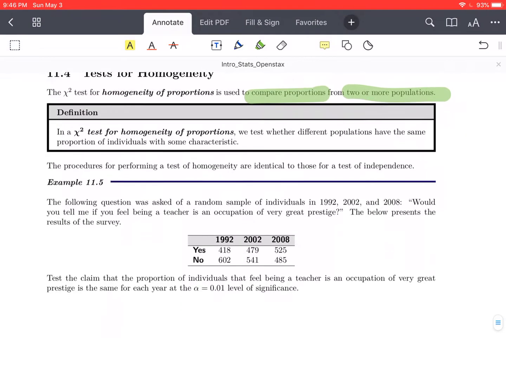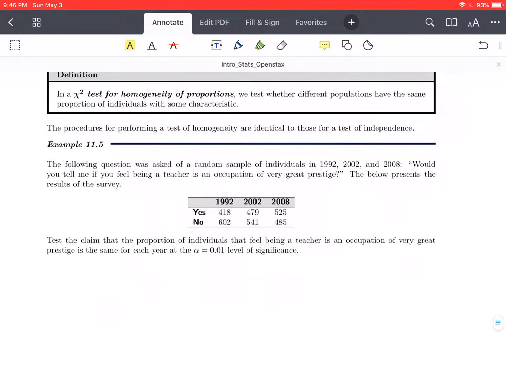Okay, so the following question was asked of a random sample of individuals in 1992, 2002, and 2008. Would you tell me if you feel being a teacher is an occupation of very great prestige? The below presents the results of the survey. Test the claim that the proportion of individuals that feel being a teacher is an occupation of very great prestige is the same for each year at the alpha equals 0.01 level of significance. Okay, so we need to run this test.